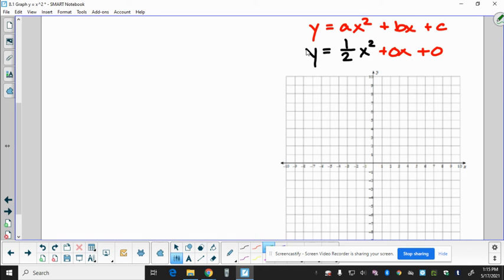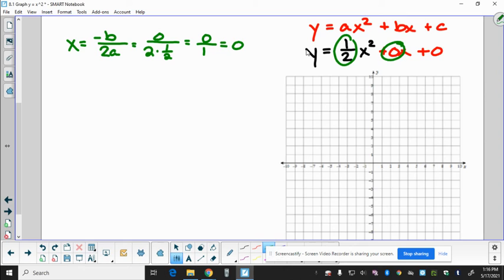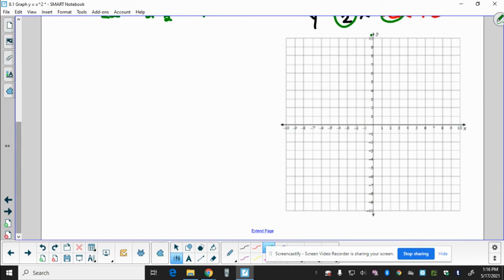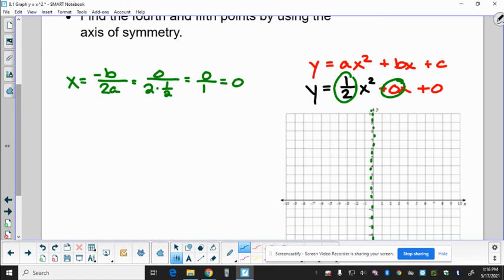Let's get our line of symmetry. Okay, now b is 0, right? So it's 0 over 2 times a. a is 1/2. So that's 0 over 2 times 1/2, which is 1. It's 0 again. Not always going to be that way. But your line of symmetry is x equals 0. All right, let's go ahead and calculate. Get some points.